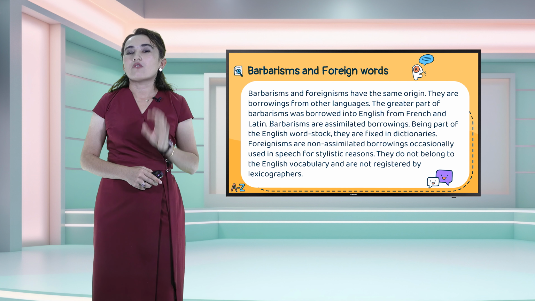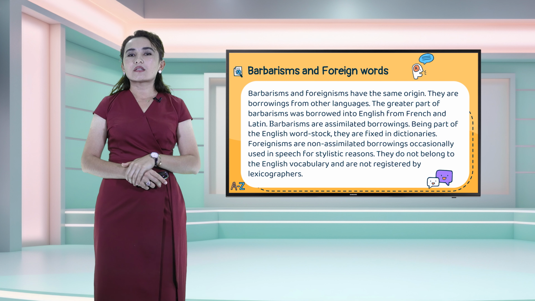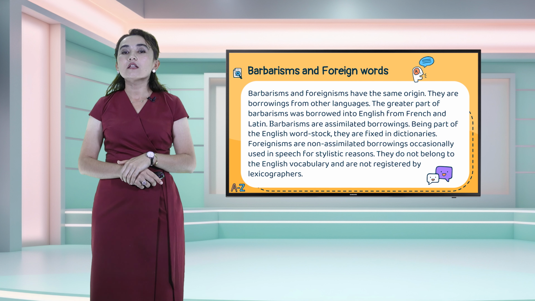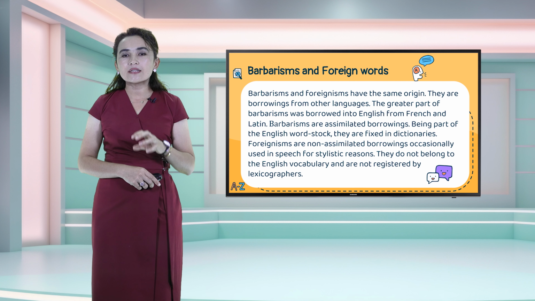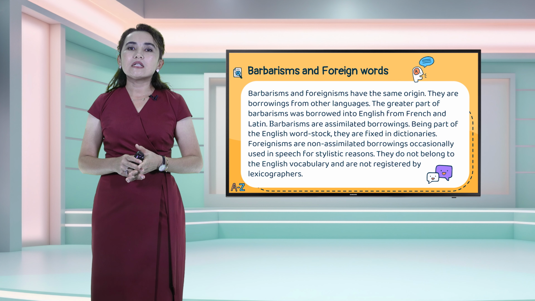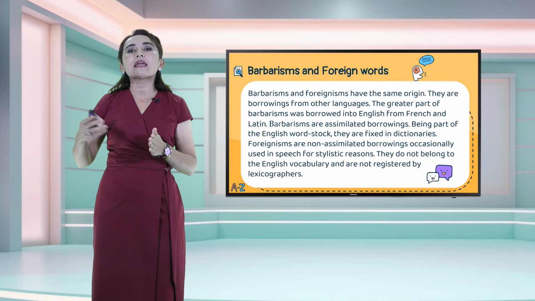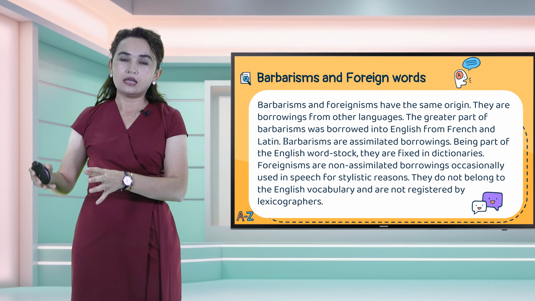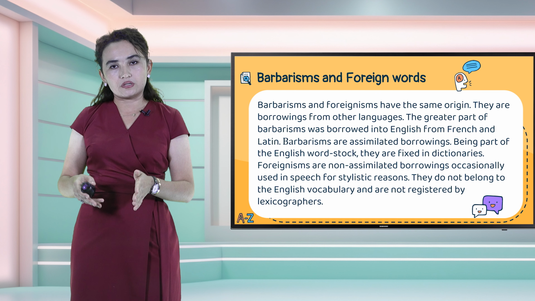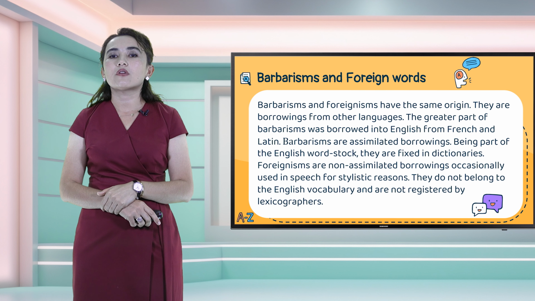You know the reason? Barbarisms are assimilated borrowings. Being part of the English word stock, they are fixed in dictionaries. What I meant here, barbarisms are words that can be found in dictionaries. These kinds of words, barbarisms, are registered in the English dictionary.